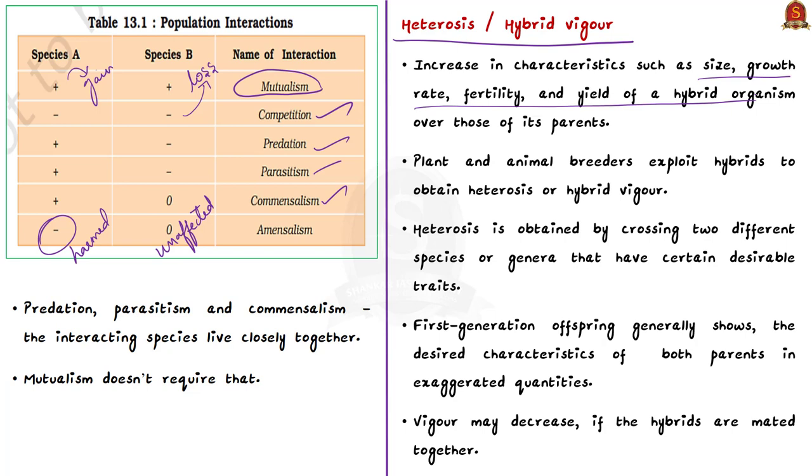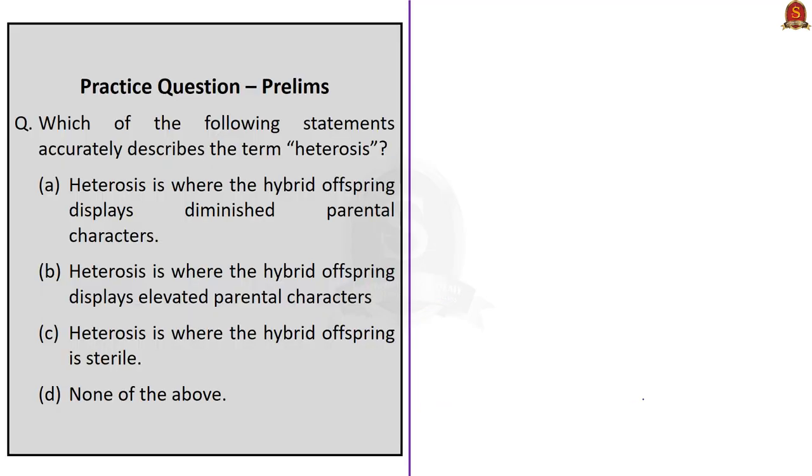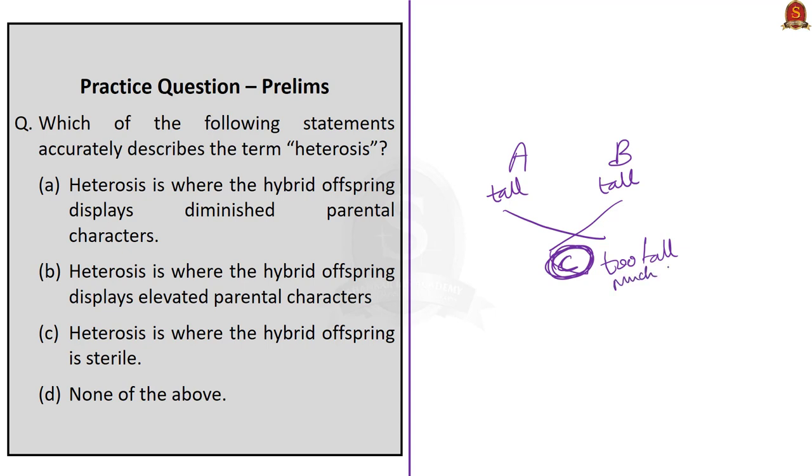See, plant and animal breeders exploit hybrids to obtain heterosis or hybrid vigor. They obtain heterosis by crossing two different species or genera that have certain desirable traits. The first generation offspring generally shows the desired characteristics of both parents in an exaggerated quantity. This is exactly heterosis. For example, take a plant of species A and species B. Both are tall, which is a desirable trait. When both are crossbred, the first generation offspring will show their parent qualities, which are much exaggerated. That is, the offspring will be too tall, which is not required. So, this extreme level of qualities is called heterosis or hybrid vigor. And this vigor may decrease if the hybrids are mated together.